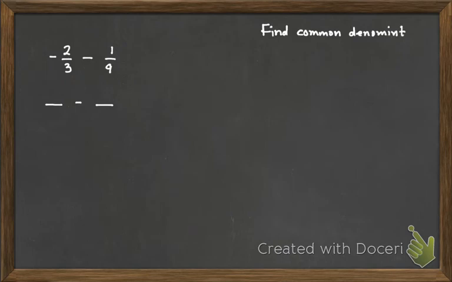And this is the most difficult type of problem, and it would help if I could spell. This is the most difficult type of problem where we've got negatives, and not only negatives, but we are subtracting the negatives. So the first step, find a common denominator.